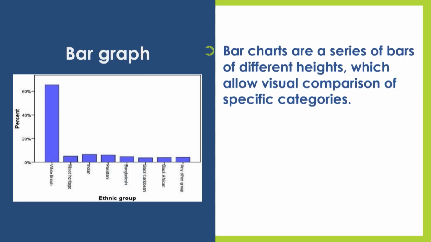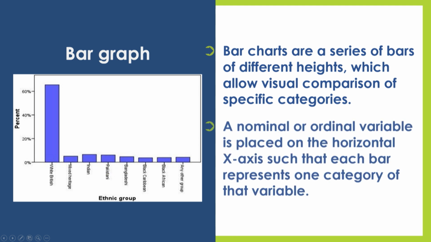Bar graph. Bar charts are a series of bars of different heights which allow visual comparison of specific categories. A nominal or ordinal variable is placed on the horizontal x-axis such that each bar represents one category of that variable. Here in the bar graph, the ethnic group is a nominal variable which is placed on the x-axis, and the y-axis represents the number or percentage. Here each bar is explaining each category in the ethnic groups.